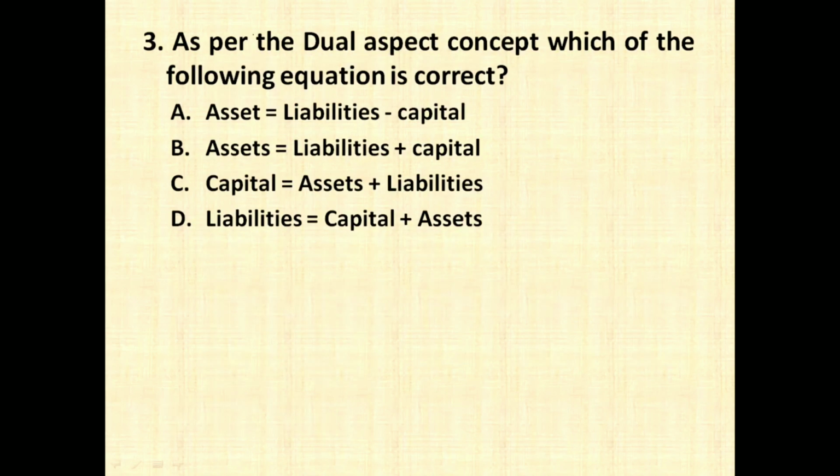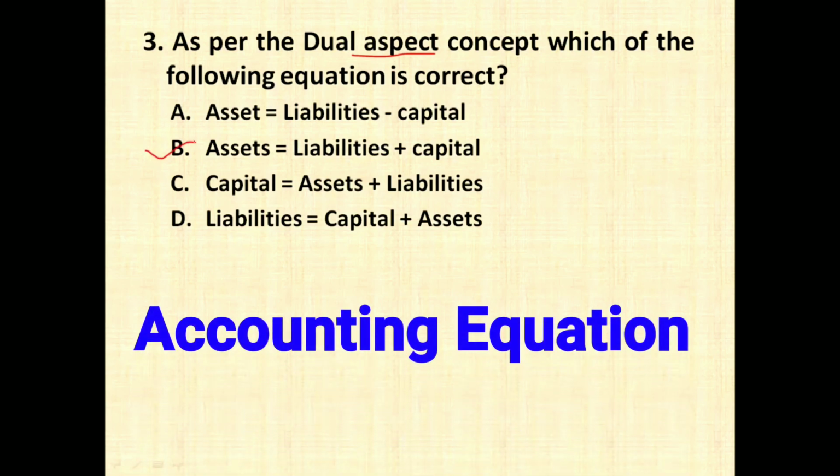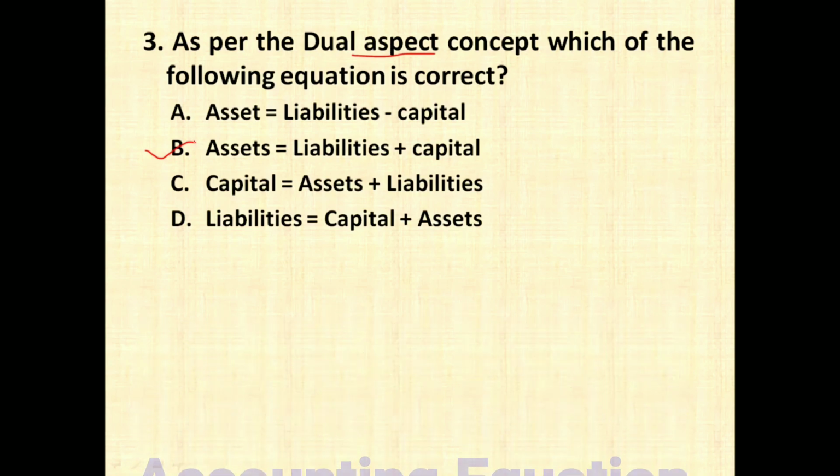The next question is, as per the dual aspect concept, that is the double entry system concept, which of the following equation is correct? So the correct option is assets is equal to liabilities plus capital. So always assets are equal to liability sides, which includes capital and the other liabilities. So this is also called as the accounting equation.